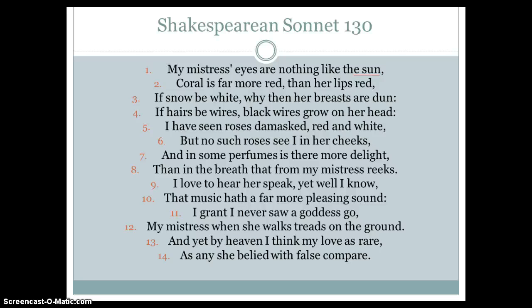Coral is far more red than her lips red. If snow be white, why then her breasts are dun? If hairs be wires, black wires grow on her head. So let's stop. Sun and dun rhyme. Red and head rhyme. A, B: sun is A, dun is A, red is B, head is B. So A, B, A, B.